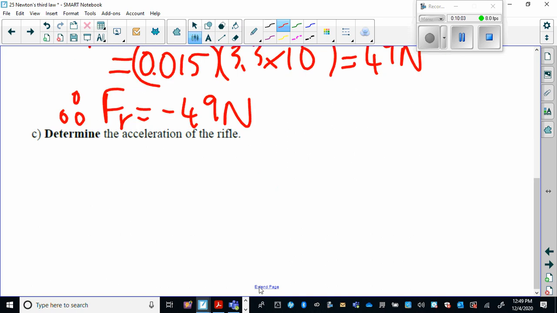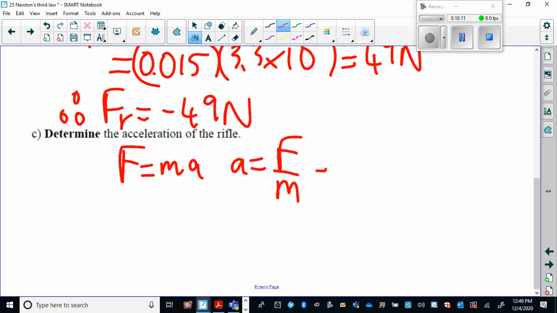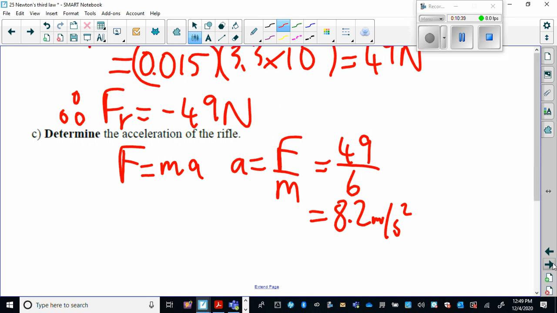Determine the acceleration of the rifle. F equals ma, a equals F over m. We know that the force is 49, and now we know the mass is 6. And we divide those and we get 8.2 meters per second squared. Okay, which is not an insignificant acceleration. So you want to have it against your shoulder so that you don't get smacked hard by it.